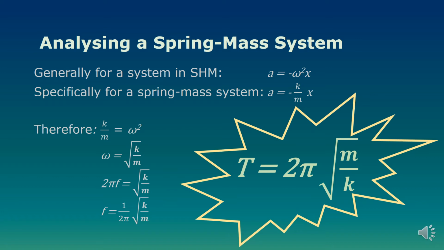But what it tells us is that the time period of a spring mass system is actually only determined by two factors: the mass on the spring and the stiffness of the spring. No other factors will affect the time period of it. So in particular here, the key one is amplitude does not appear anywhere on that.